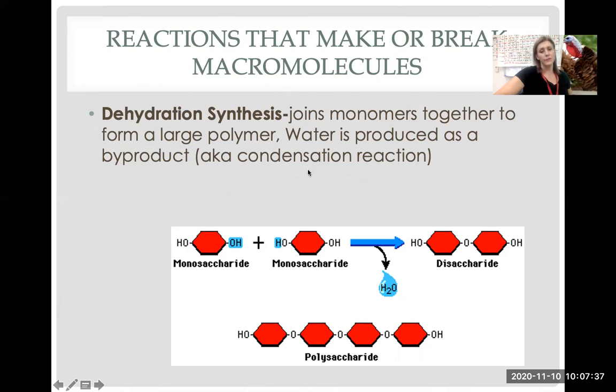So another word for this is condensation reaction. So really think about what the words mean. Dehydrate, take water out, synthesis, to make. So right here, you have 2 simple molecules. You're going to take out water, and make something more complex. So you keep doing that. So basically taking out water to make something bigger.